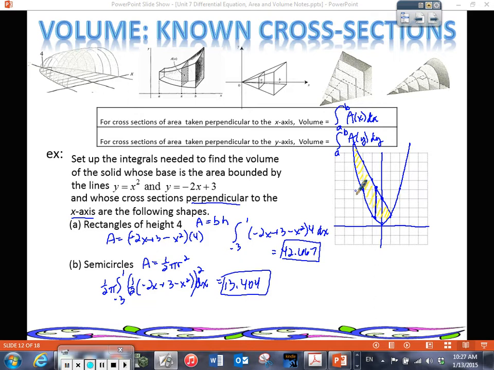Sure, you sure could. If you really didn't want to deal with the constant, you could take that out as a fourth and put it outside with the other. You bet. All right, how are we on our first couple of cross sections? We okay? Here we just have a couple more examples.